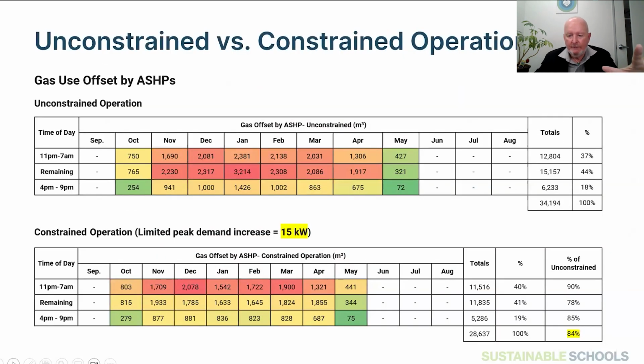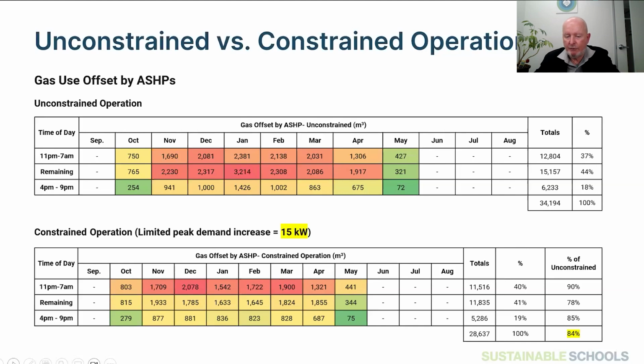So the unconstrained operation at the top, during the 3 periods of the day, they generate that 34,194 cubic meters of gas displacement, which is most of the gas use.